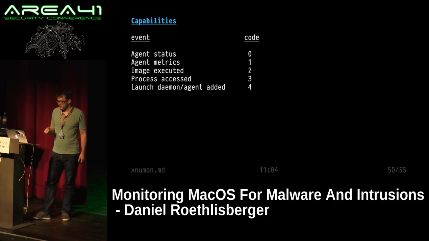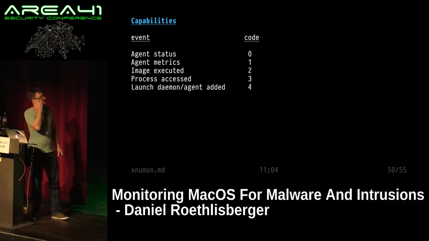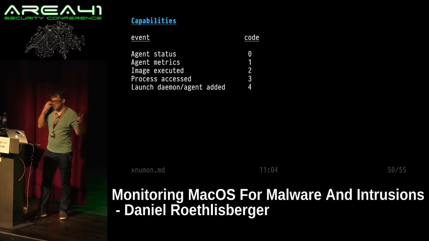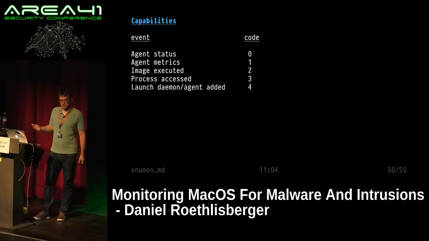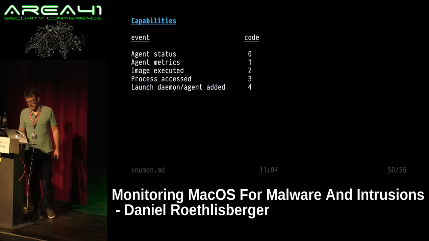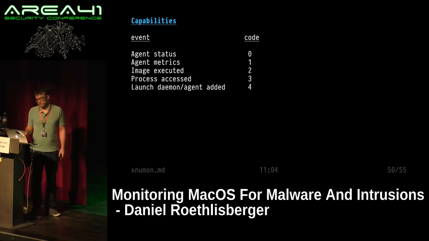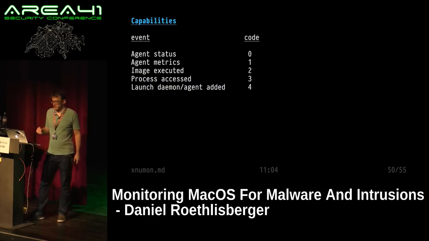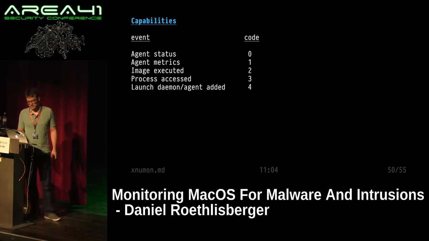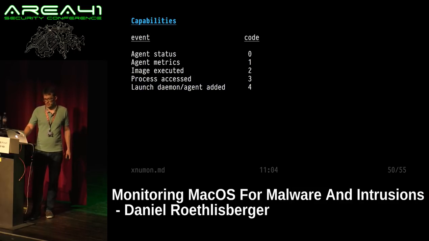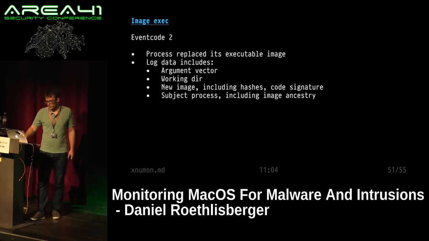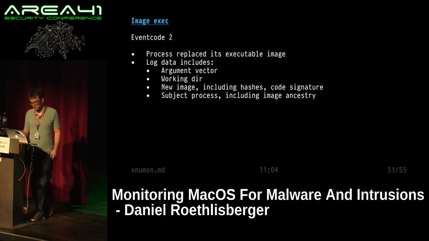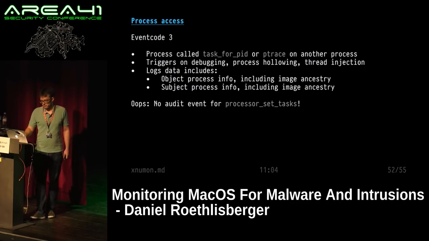The agent currently has these capabilities. There are two event types which are not super interesting. They're just for monitoring the status of the agent and some metrics to identify problems. The three lower ones are the actual useful events that are currently implemented: image execution, process access, and launch daemon, launch agent added. I will quickly go through them, but we already talked about image execution, so I will just skip this.